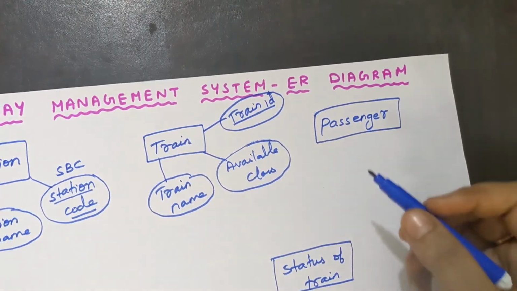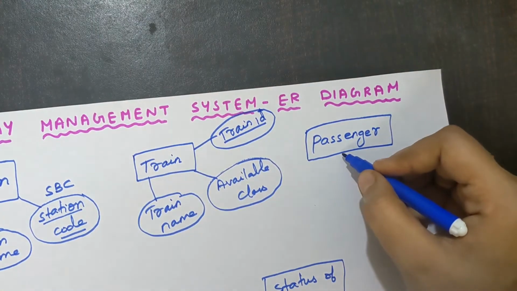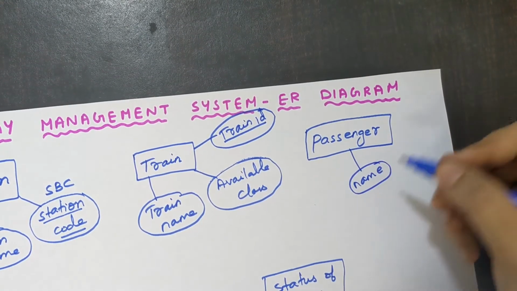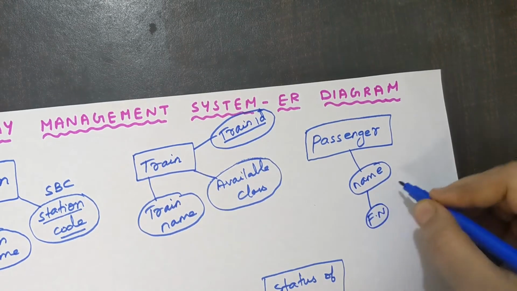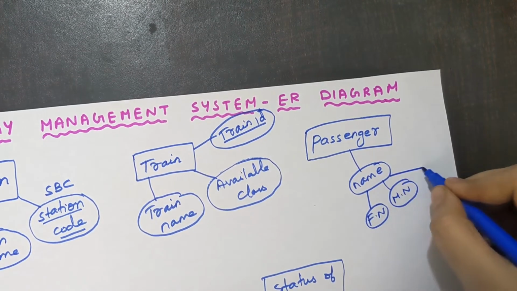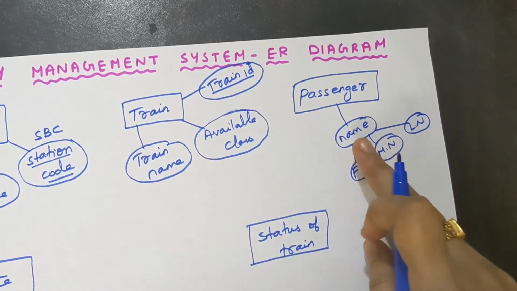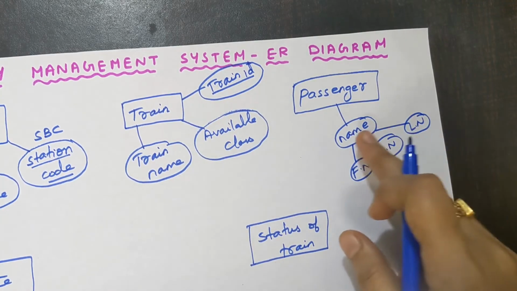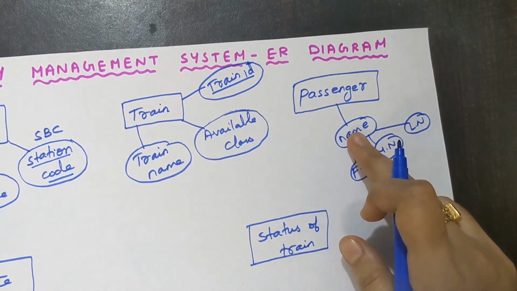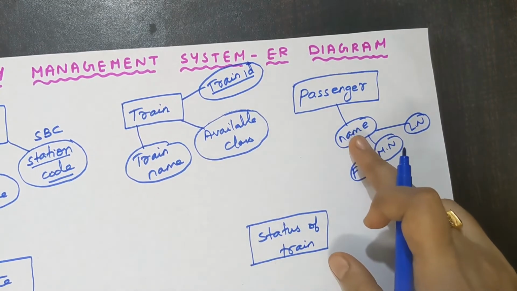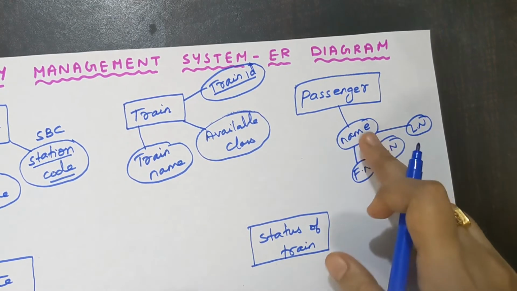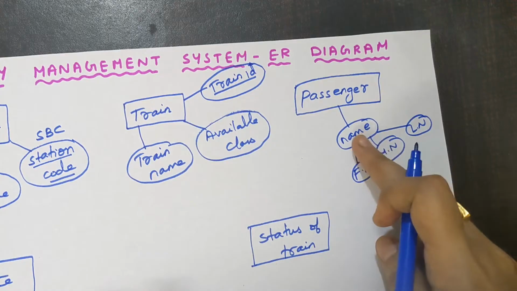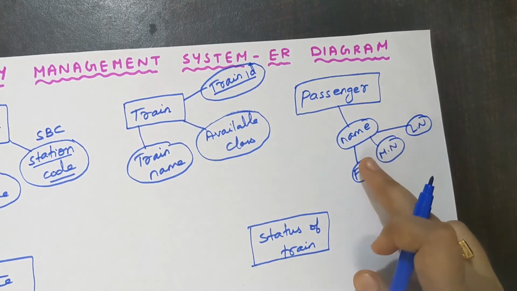Next, passenger. If you take the name of the passenger, this name can be further divided into first name, middle name and last name. If you are able to divide an attribute into further smaller attributes, what can you call that? A composite attribute. When you are able to divide an attribute further, you call it a composite attribute. So here, the composite attribute is name.